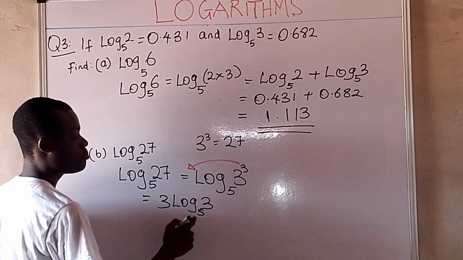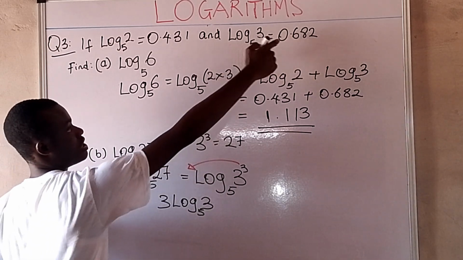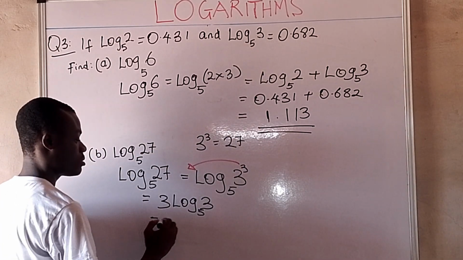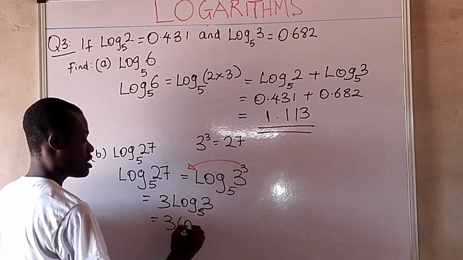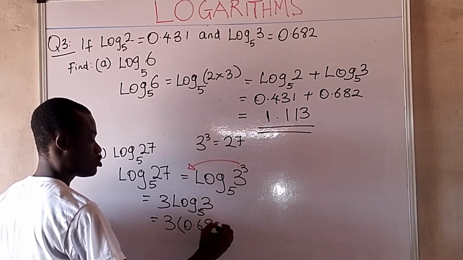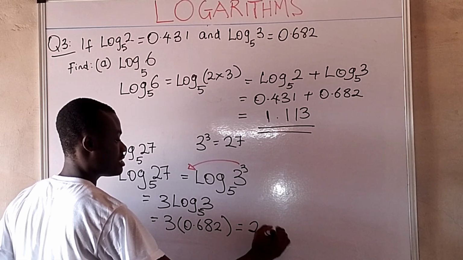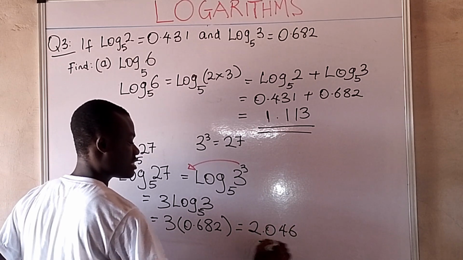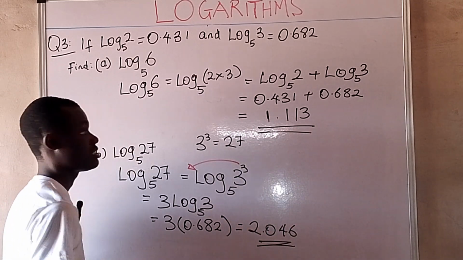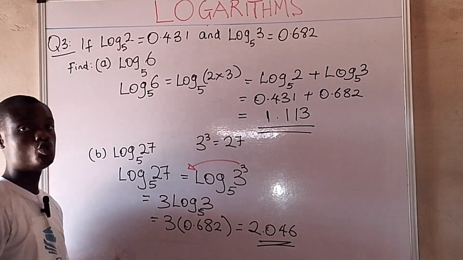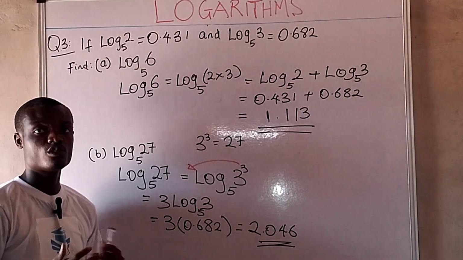Now, log 3 to base 5, we have the value here as 0.682, so it becomes 3 times 0.682. So when we multiply this, we are going to have 2.046. So this is the final answer. So it all boils down to you understanding the various laws of logarithm.